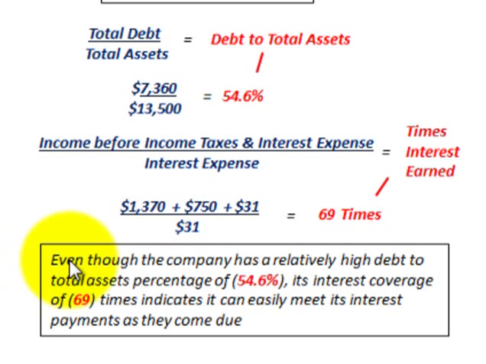Even though the company has a relatively high debt to total assets percentage of 54.6%, its interest coverage of 69 times indicates that it can easily meet the interest payments as they come due. Just reviewing, we have a high debt to total assets ratio of 54.6%, but because we have a times interest earned of 69 times, we're going to be able to meet this debt. So this is going over these two ratios, the debt to total assets and the times interest earned. Just remember, these are the two main ratios you're going to use for analyzing the long-term debt of a company.